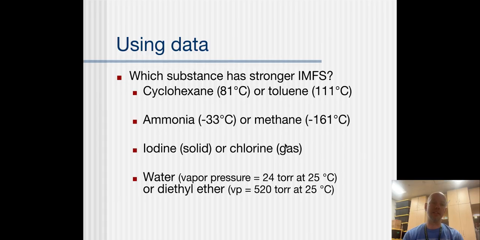Iodine's a solid, chlorine's a gas. Well, what is that telling us about our attractions? It's telling us that iodine is strongly attracted enough that it stays stuck together. Chlorine is very weakly attracted and is moving separately and moving freely. Vapor pressure, or VP, is probably the most confusing because it's the opposite pattern, but a high vapor pressure means that that thing can go to a gas very, very easily. A low vapor pressure means that that thing is not going to go to a gas nearly as easily. So we use our data along with our IMFs.